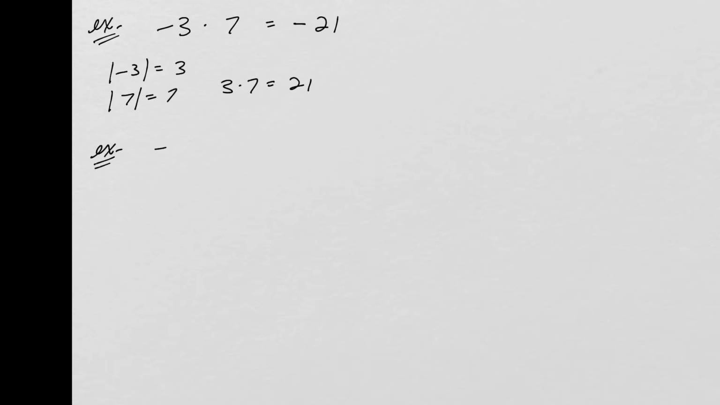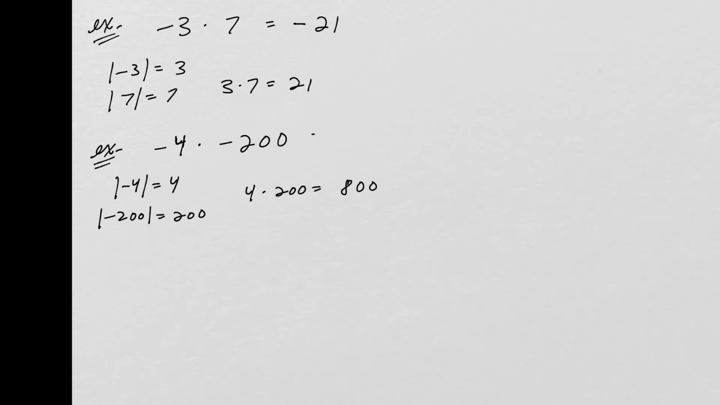If I multiply -4 times -200, ignore the signs, find their absolute values. So that's going to be +4. Absolute value of -200 is +200. Multiply the absolute values. That's going to be 800. And then I have a negative times a negative, same sign, so the answer is going to be positive. So this is just a positive 800.